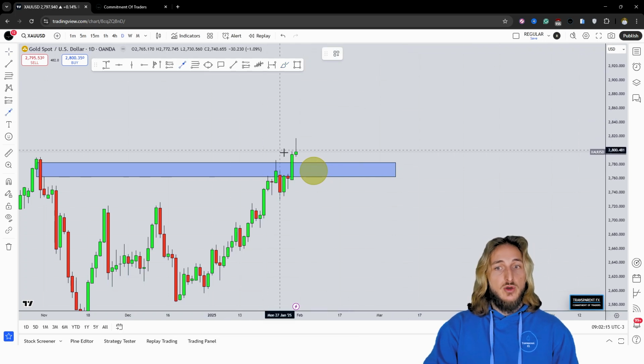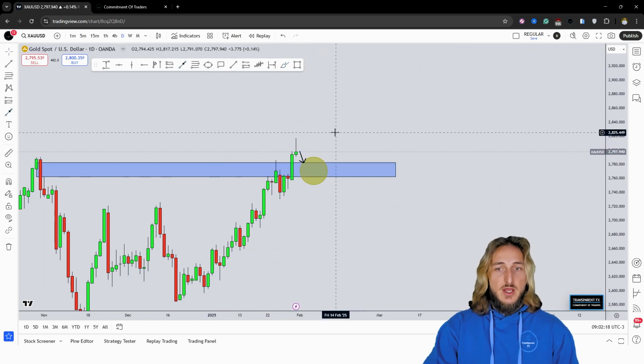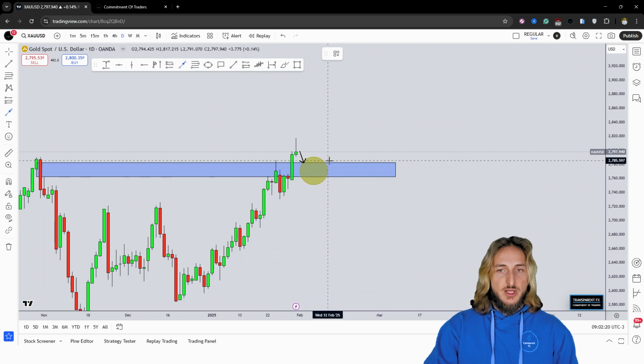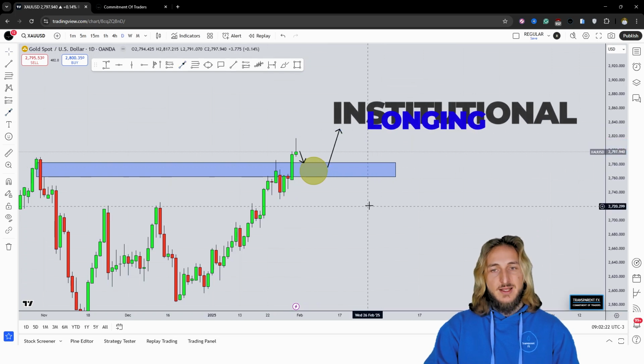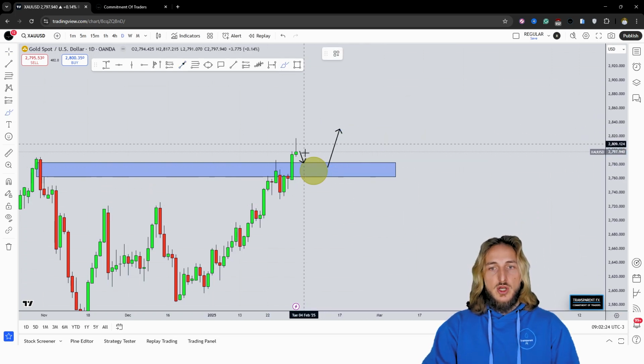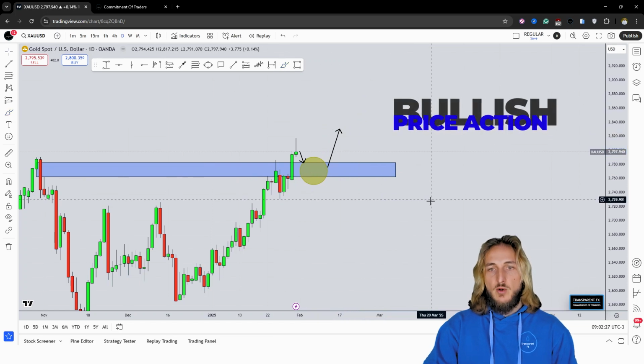So if the market will go and retest this level, there is a good probability that we could see potentially more institutional longing that could further increase the probabilities of a potential rejection to the upside away from this level.